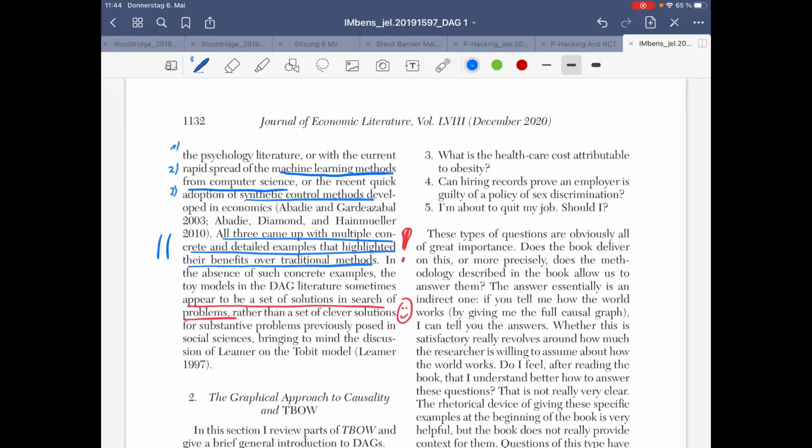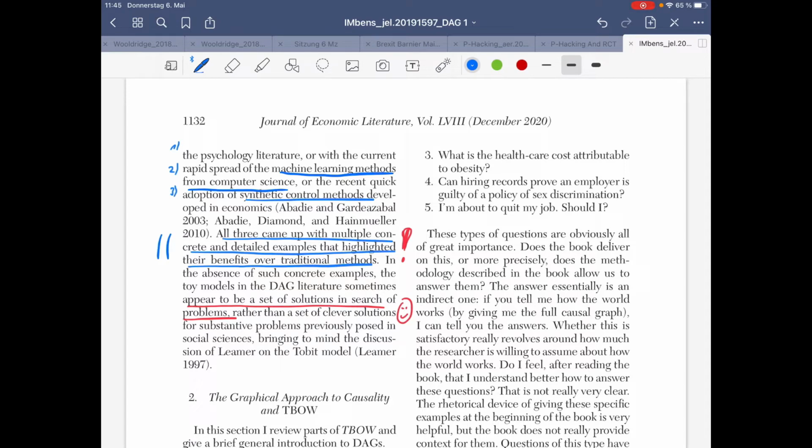And DAG seems to be sometimes a set of solutions in search of problems rather than a set of clever solutions. So the smiley comes from my side. Tell me a real problem you want to solve with that model. So I will refer to the DAG model and/or approach, and give you also some simulation models to check, so that you can get your own critical assessment.